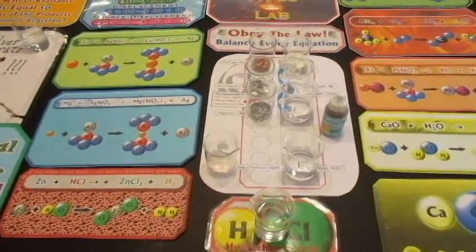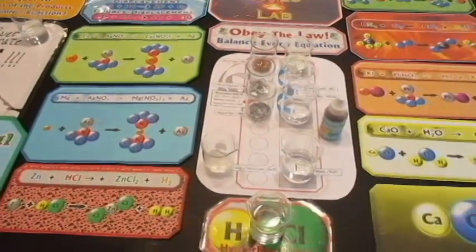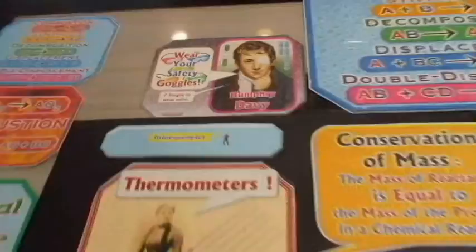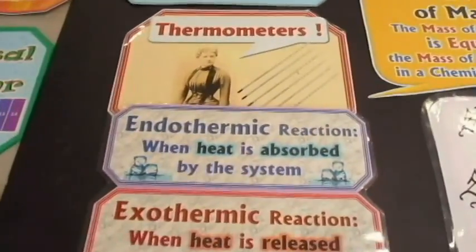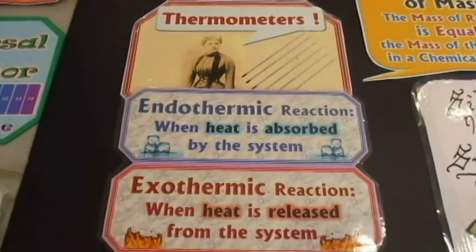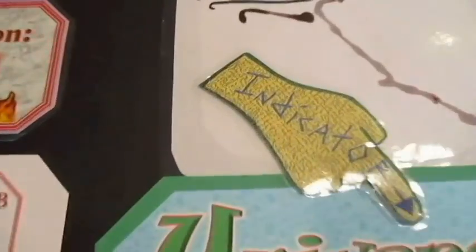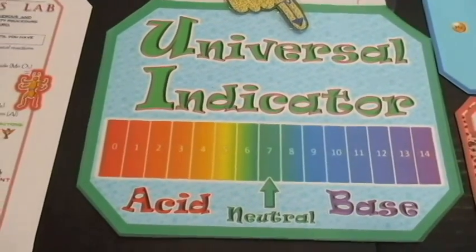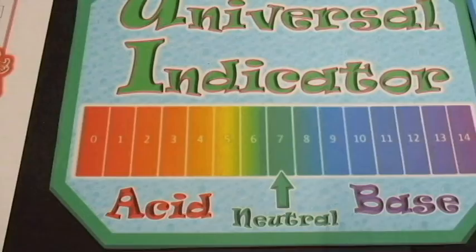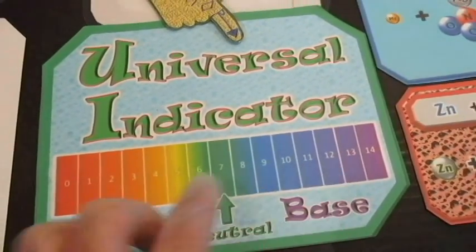And we're dealing with some hazardous chemicals here. So we got to wear gloves, we got to wear goggles, we got to protect ourselves from lab hazards. We're going to be using thermometers to determine if they're endothermic or exothermic. We're going to be using some indicators, like universal indicator, that shows whether something is an acid or a base. Remember, red is acid, purple is base, purple or blue.